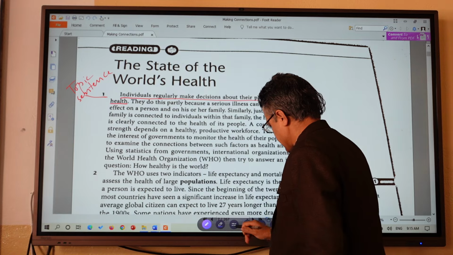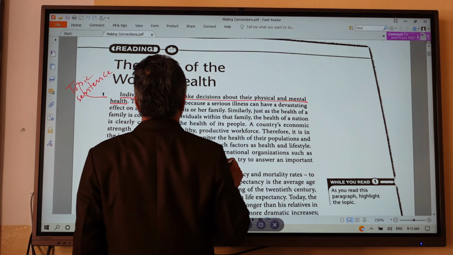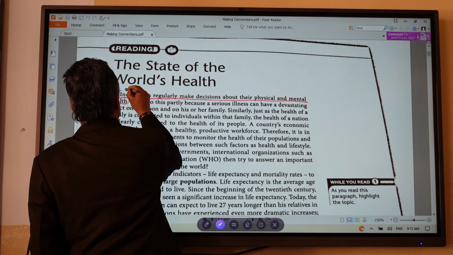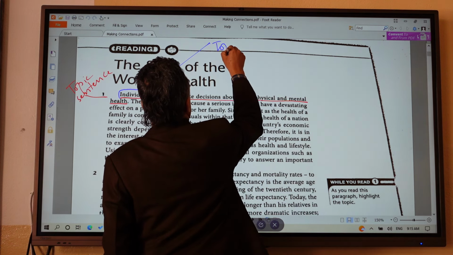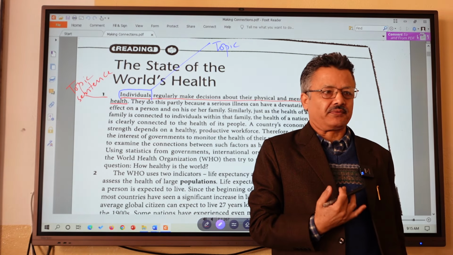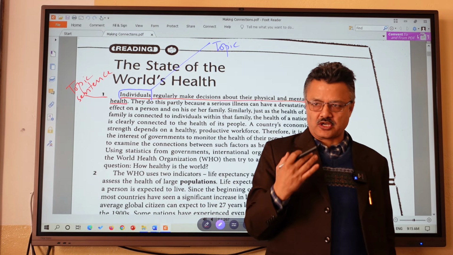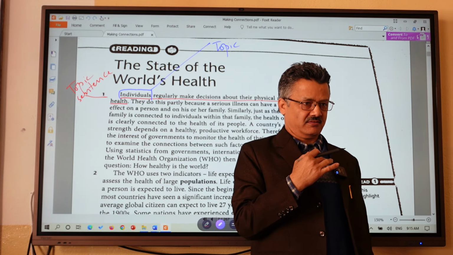Now, a topic sentence has two things. For example, it has a topic. Subject matter of the paragraph. Topic means the subject matter about which the paragraph will talk.